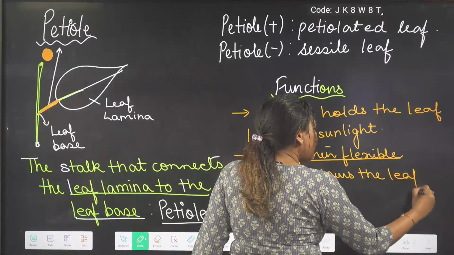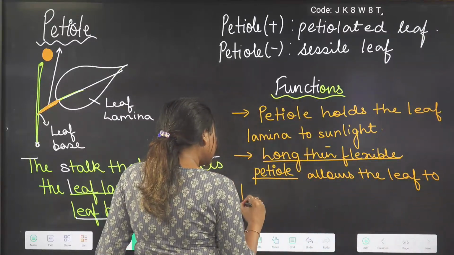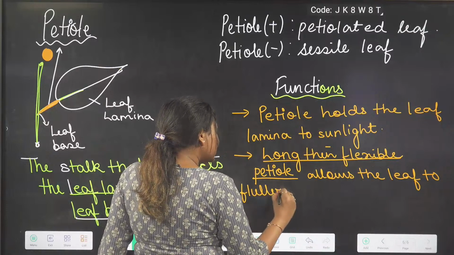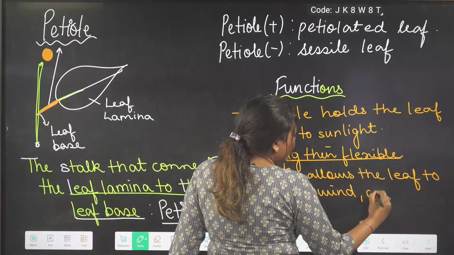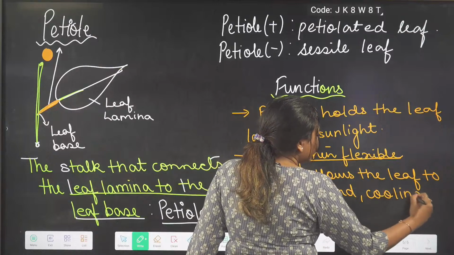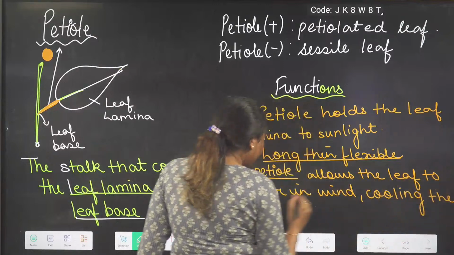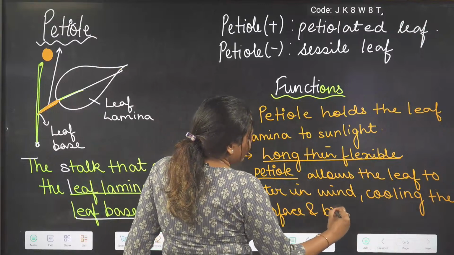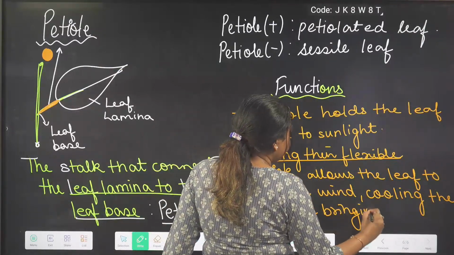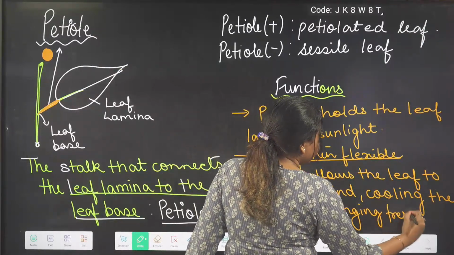What is the meaning of flutter? Flutter means moving. Allows the leaf to flutter in wind, cooling the surface and bringing fresh air.